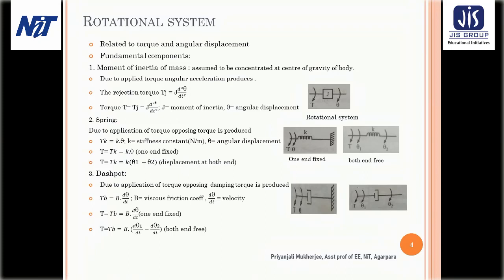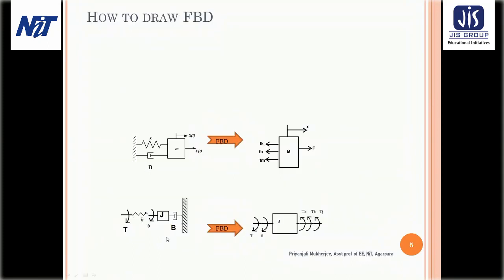Now the dashpot: when torque is applied to the dashpot, it is opposed by the damping torque, that is Tb, and Tb is equal to b into dθ/dt, where b is the viscous friction coefficient and dθ/dt is the angular velocity. If both ends of the dashpot are not fixed and have two different angles, theta 1 and theta 2, then we have to consider T is equal to b into (dθ1/dt minus dθ2/dt).